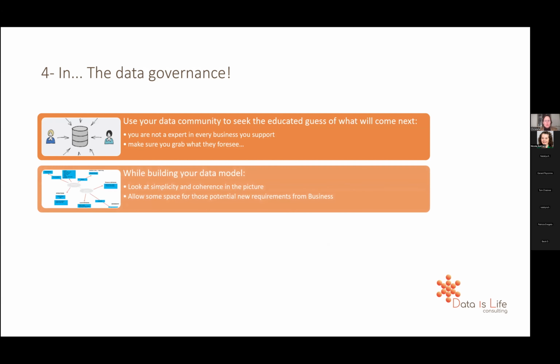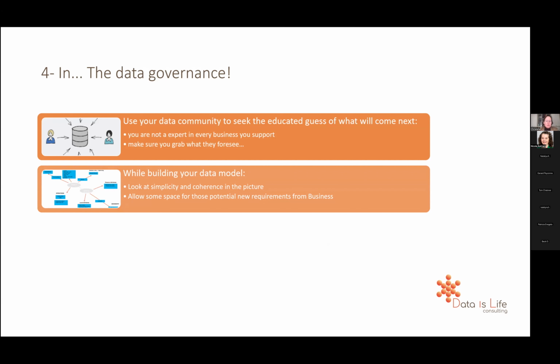Another example to gain this agility is while building your data model. So try to make your data model as simple as possible, with coherence in the pictures. You need to be able to explain it to your grandmother. If it's not clear enough, it means that there is confusion somewhere that is going to hit the fan.